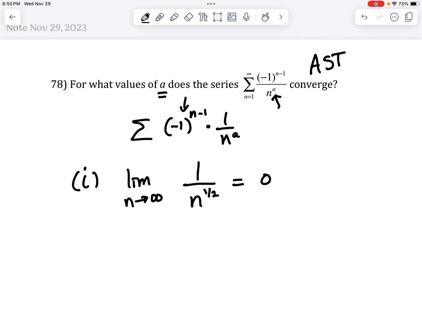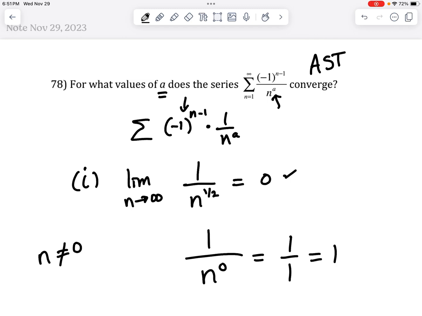All right, we did whole numbers, fractions. What about our special friend 0? It says no, you cannot do that, because n to the 0 is a 1, which means that you get 1 over 1, and that does not equal 0. So a equals 0 does not work. So a cannot equal 0.